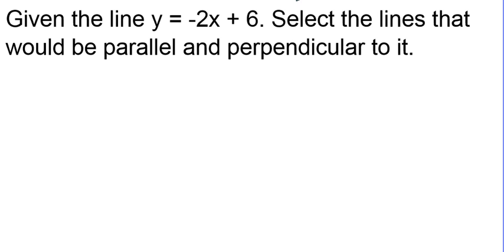So for question 3 here, it says, given line y equals negative 2x plus 6, we wanted to select lines that would be parallel and perpendicular to it. So we had a bunch of choices and we were looking for parallel, perpendicular. We're just going to talk about what parallel and perpendicular is here, and then we'll talk about what the correct choice was. So for something to be parallel, right, we need the same slope.